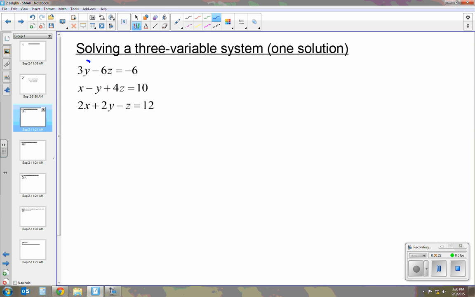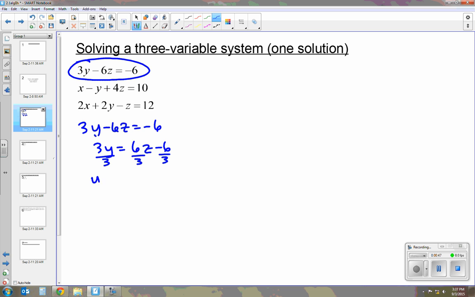So what we're going to do is take the first equation and solve for a variable. I'm going to isolate the y. I'm going to divide by 3. So I have y equals 2z minus 2. Okay? And what we're going to do with this equation is substitute it into the next 2 equations. Never substitute it back into itself.